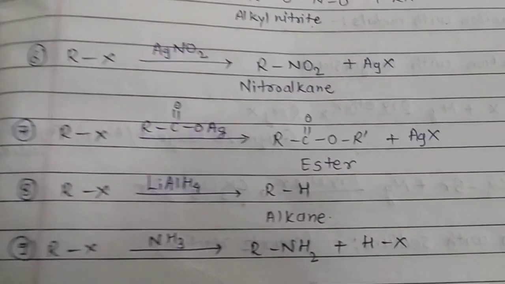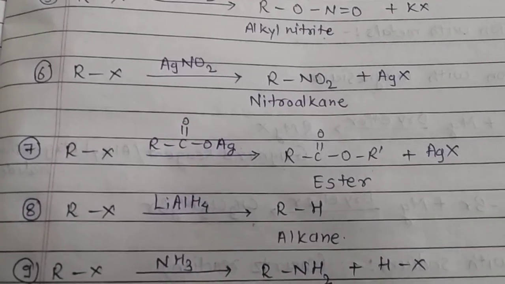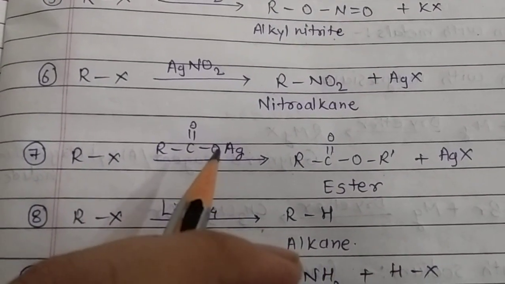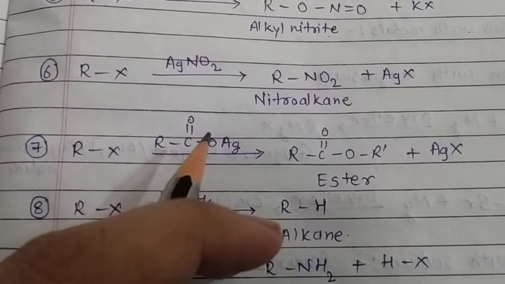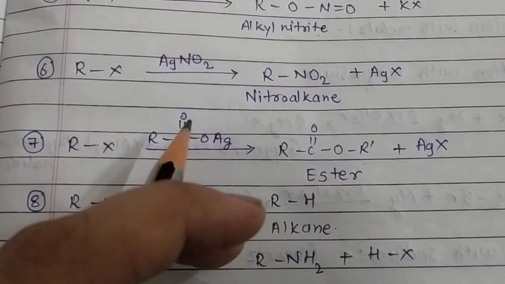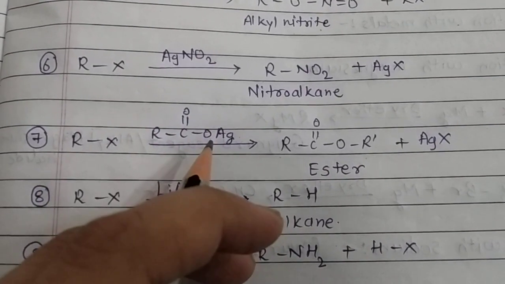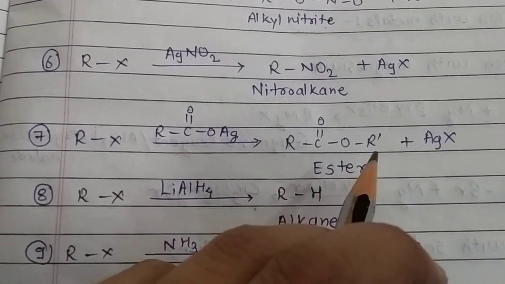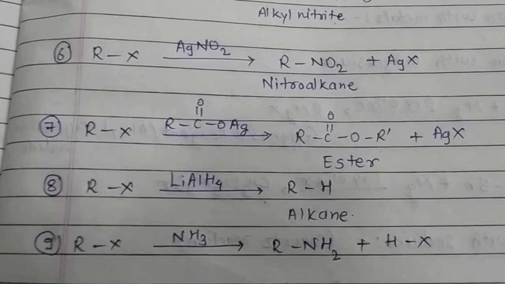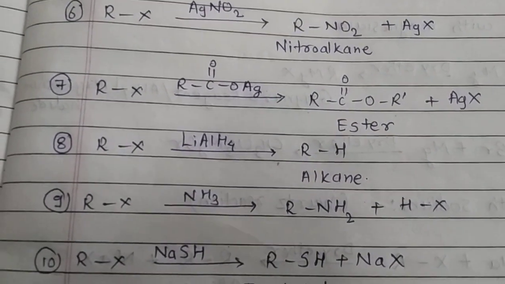The next reaction, alkyl halide with RC=OAg. So silver is metal, so positive, and this oxygen will carry partial negative charge. So AgX will be byproduct, and this whole part will attach to R. So O, and after that it is R, so product is ester, which is derivative of carboxylic acid.